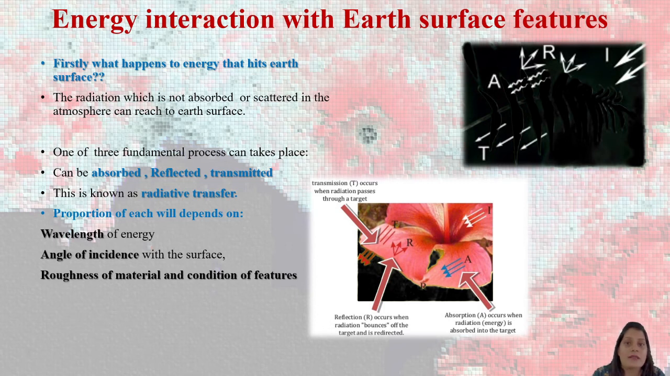Now, when energy interacts with the Earth's surface, then only we can identify what is vegetation, what is water, what is soil, right? And what is the main fundamental of remote sensing? We need to take the image of the Earth's surface, right? And this is how energy interacts with it. This is the very basic phenomenon which I am talking to you about: how energy is transferred to the object and how it can be radiated, right?